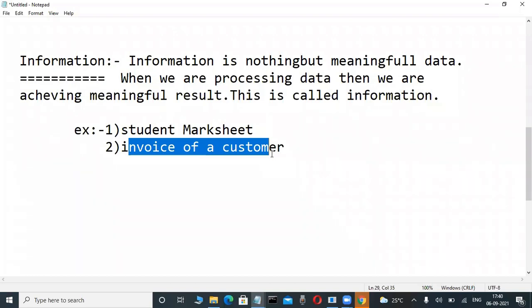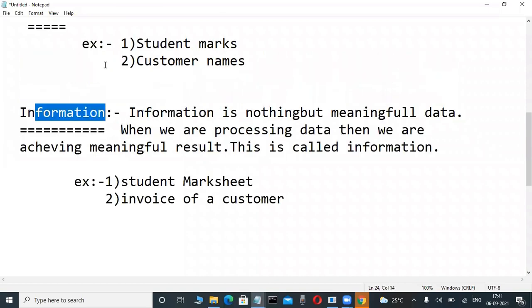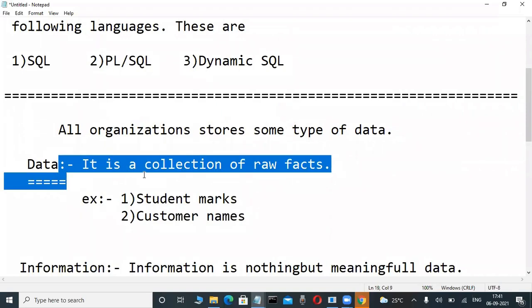Suppose, for example, today I am purchasing a car. Whenever I purchase a car, the shopkeeper gives an invoice. When my friend observes that invoice, he can easily understand what the car name is, what the cost is, and what tax there is, the GST I am paying. All these details are there. That's why an end user understandable format is there. That is called information. If an end user understandable format is not there, that is data.